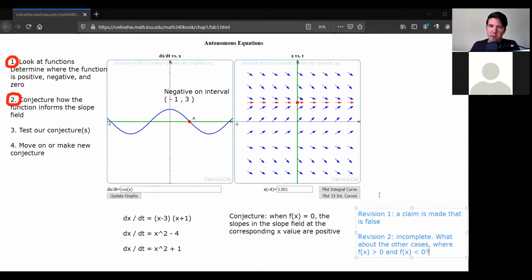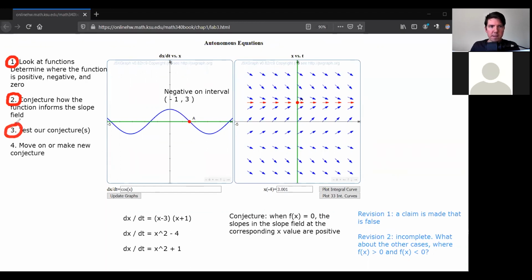So this conjecture would need two revisions. You can check your own conjecture and see: are you making a claim that's false in the conjecture, or is it a complete conjecture? And then address those correspondingly. So that would be the process of testing and then revising the conjecture.